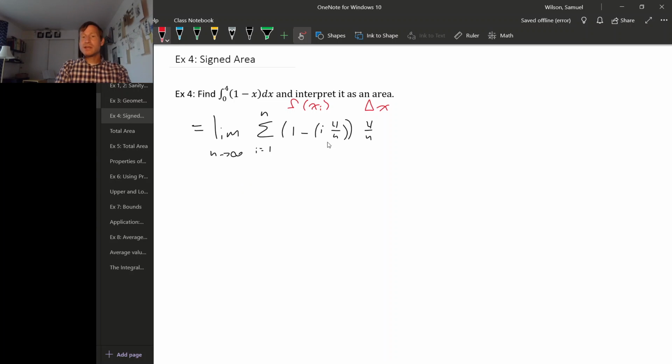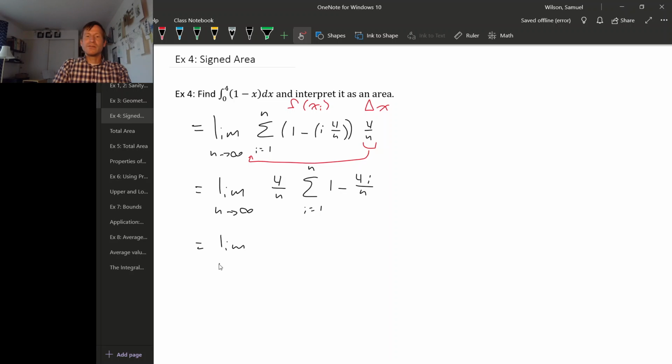So to evaluate this sum, maybe we could start by moving this factor of 4 over n outside of the sum, and then simplify the stuff that's left over in the sum. So limit as n goes to infinity of 4 over n times the sum from i equals 1 to n of, looks like we've got 1 minus 4i over n. Now remember, one property of this sigma notation is when you have a sum or a difference inside of your sigma, you can sort of distribute the sigma. It's not really distributing the sigma, it's using the associativity and commutativity of addition to rearrange the sum, but it kind of looks like you're distributing the sigma.